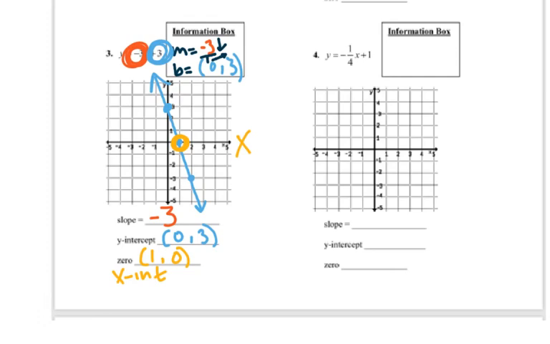So go ahead and try number 4, and then flip to the back. Use your information box to pull your slope, to pull your y-intercept, graph it, and write your key attributes of a linear function.